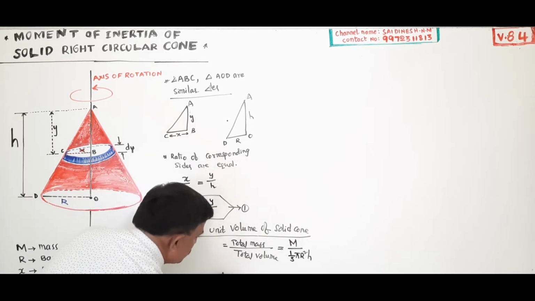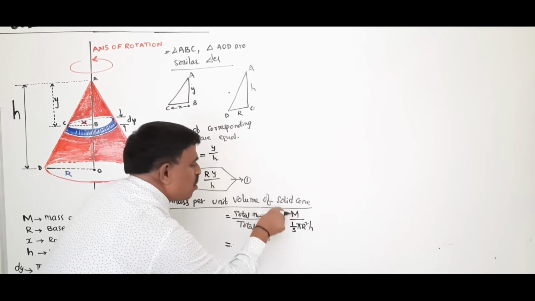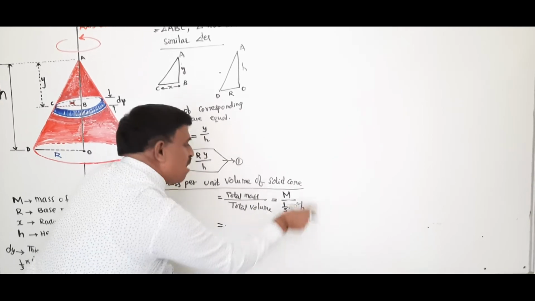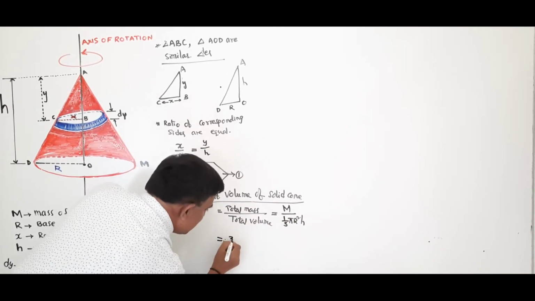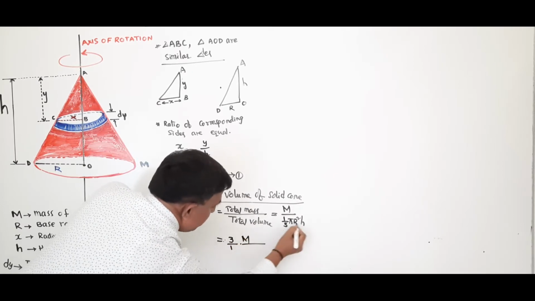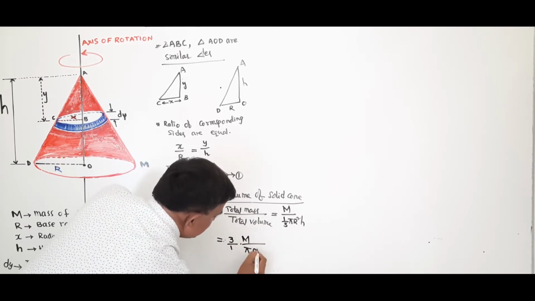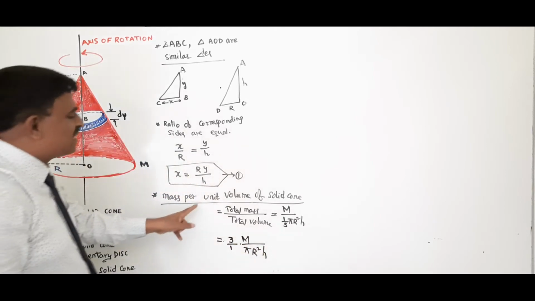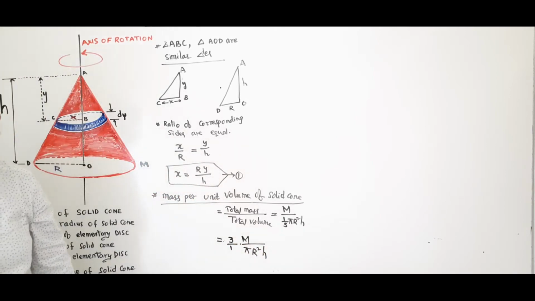Now that is equal to what? 1 by 3 comes to the numerator as 3 by 1. So it is 3 capital M by pi r square h. It is the mass per unit volume.